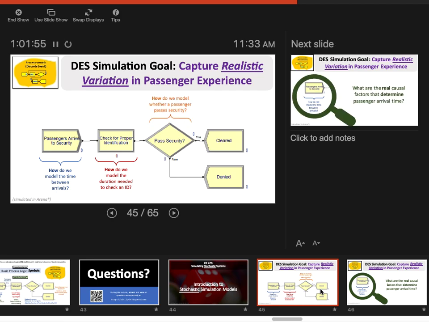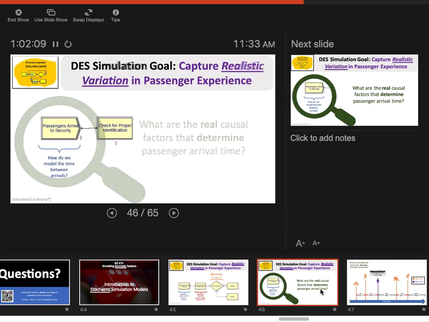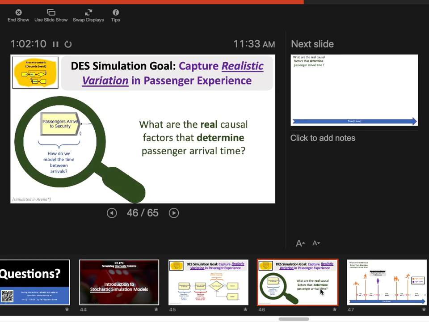And I really would like to capture the real variation in how many actually arrive at the airport with ID that cannot be cleared. I want to capture real variations because I want this to be a stand-in for a real system. The question is, how do I do that? So if I just zoom in on just this variation, how do we model the time between arrivals?